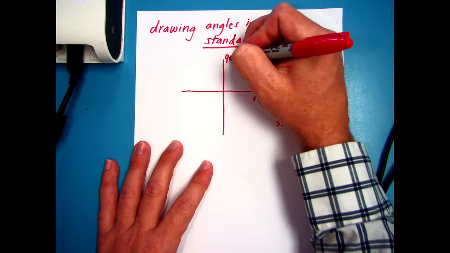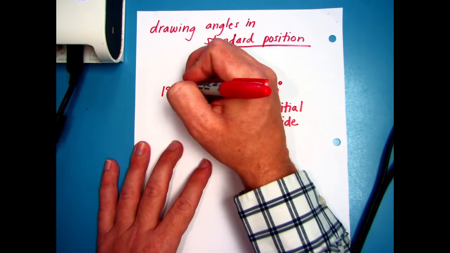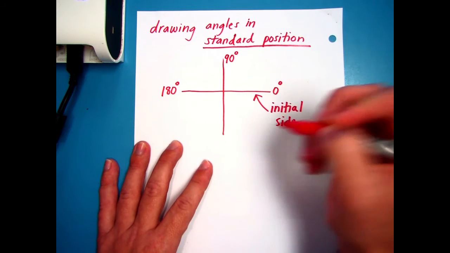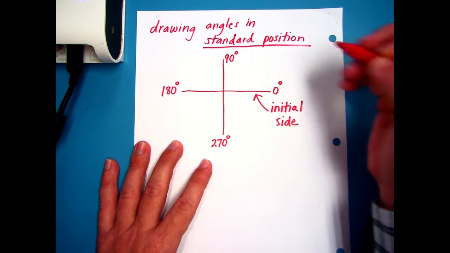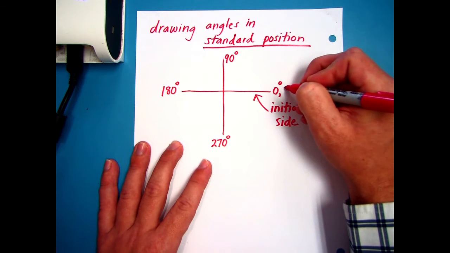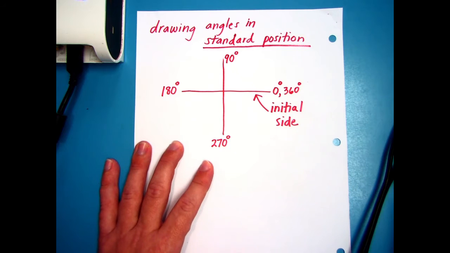We can label it 0 degrees, and moving around the diagram in a counterclockwise fashion, we're going to continue to label it 90, 180, 270, and back at 0 degrees we can also label it 360 degrees.